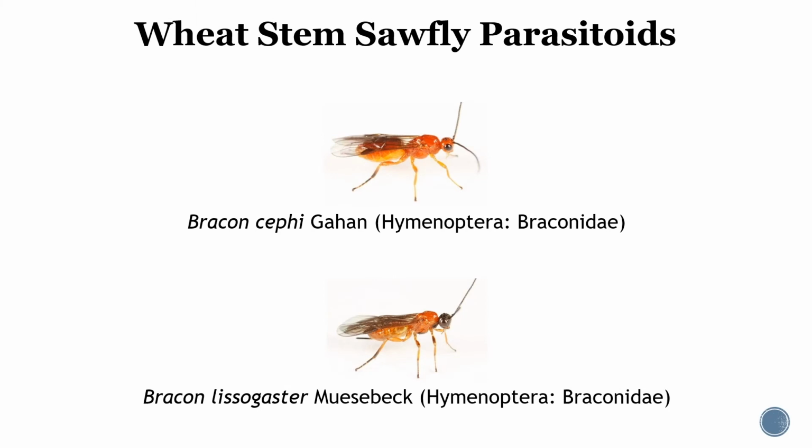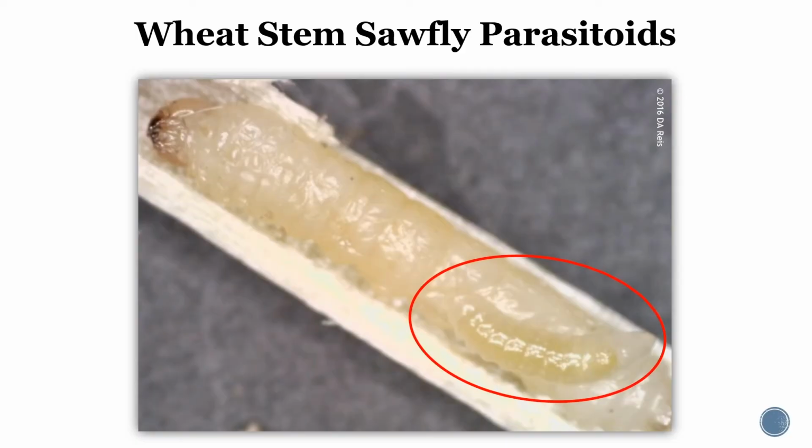The wheat stem sawfly parasitoids are Bracon cephi and Bracon lissogaster. They are the only two species of parasitoids known to parasitize this pest in wheat stems. In this picture you can see the wheat stem sawfly larva inside the wheat stem and the parasitoid feeding on it. It's important to notice that only the immature parasitoid is feeding on the host, but not the adults. This leads to one of my questions of interest: how could we increase the success of parasitoids in parasitizing wheat stem sawfly?